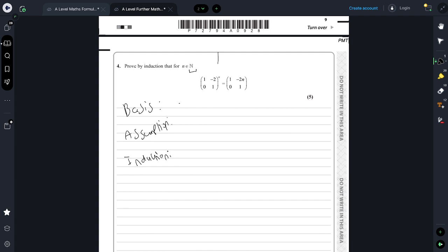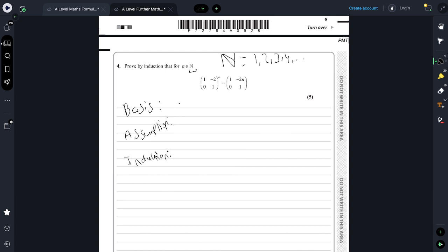Let me draw that better. The natural numbers is... oh god, that's horrible. I'm trying to draw this fancy little N here. There we go. It's about as good as it's gonna get. That's 1, 2, 3, 4, and so on.